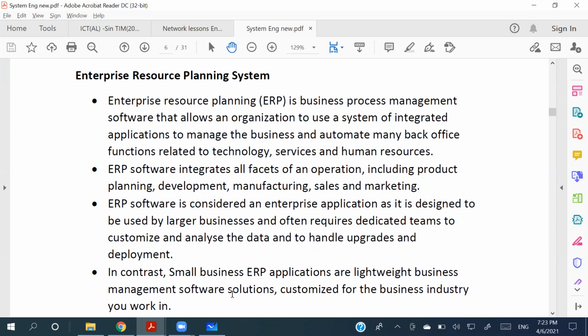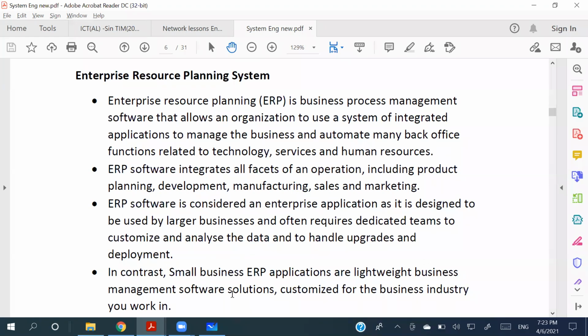Now, ERPs are acquired by the mass scale companies, right? But recently, I think 5 to 6 years back, the world had this trend of creating ERPs in small scales, where they can provide ERPs to smaller businesses as well.